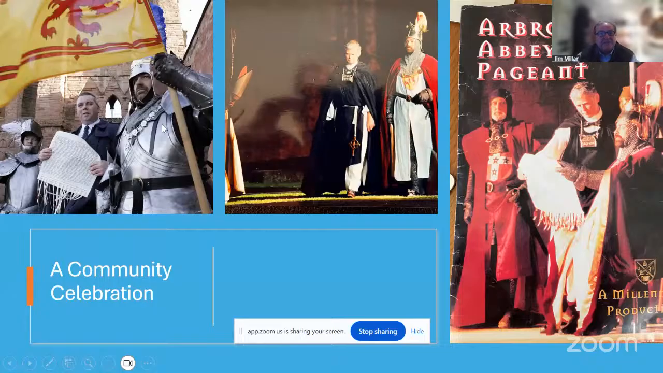So on the left there, you'll see I'm holding the lion rampant. The chap in the middle is sadly passed on, a member of the Scottish Parliament. He launched the campaign to get UNESCO recognition. Picture in the centre is myself and a local journalist for many years, an editor, Ian Lamb, inside the Abbey, and the Arbroath Abbey pageant on the right-hand side, the programme. That photograph was actually turned into quite a really interesting painting.